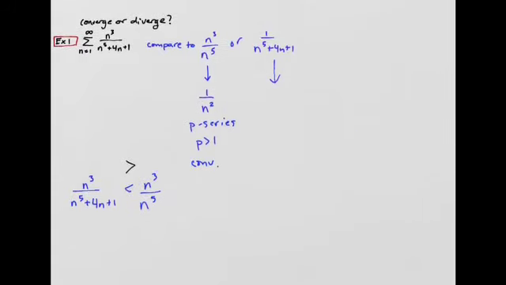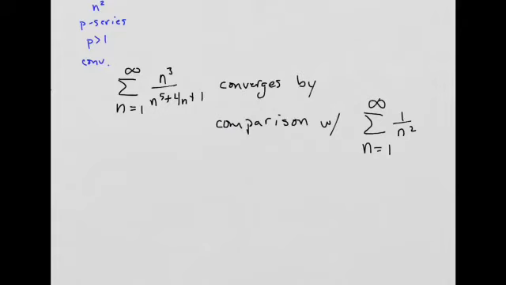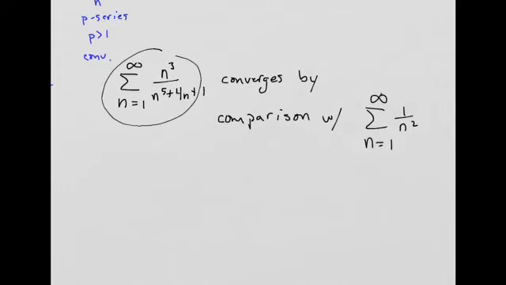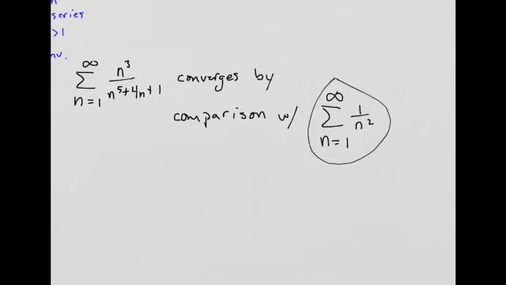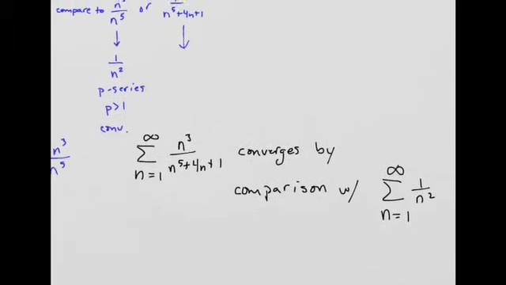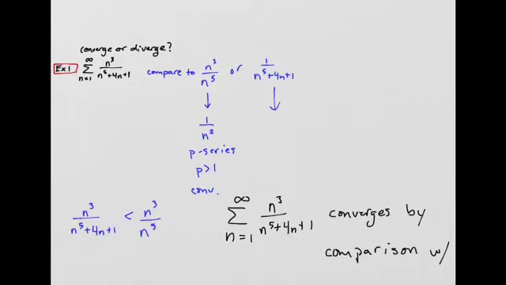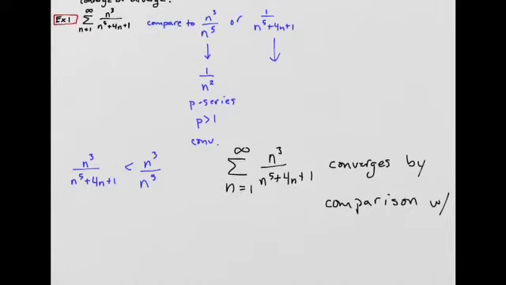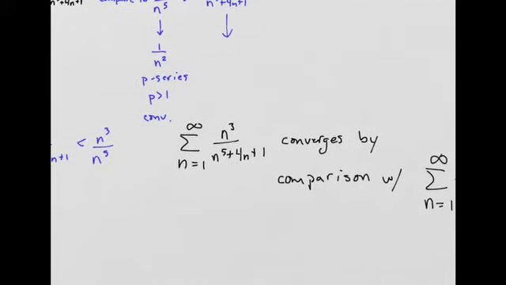And I'm going to write down what my answer would look like. So this series converges by comparison with that, which is a p-series. And that p-series converges. So there you have it. Let's do another example.